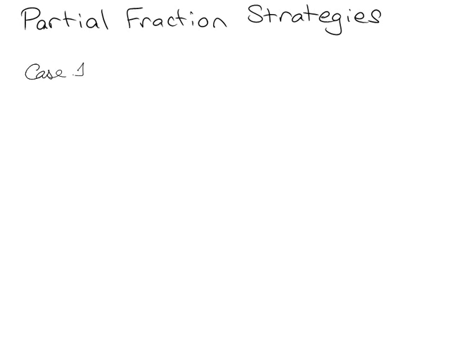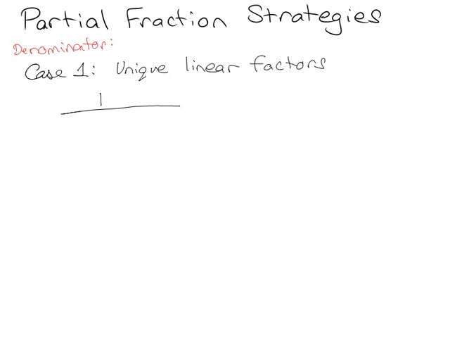So case 1, let's say we have unique linear factors. By that I mean the denominator of whatever you're trying to break into partial fractions has unique linear factors. And I'm assuming you can factor before you do this, because if you can't, it's just not going to happen.